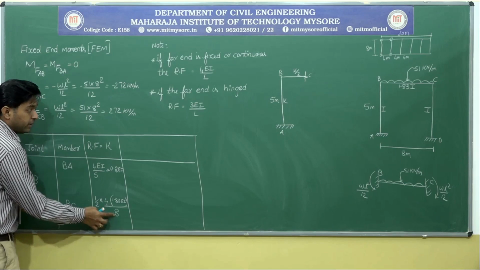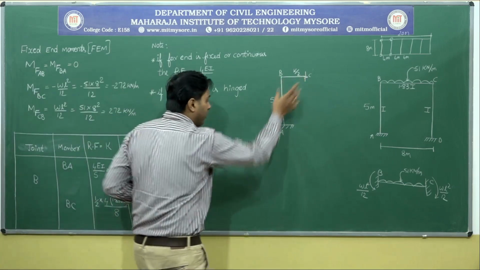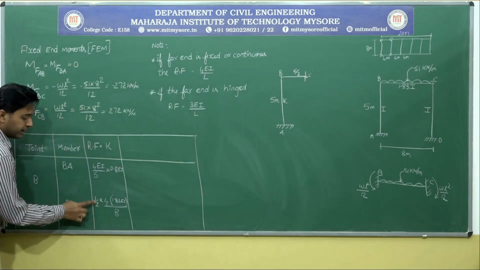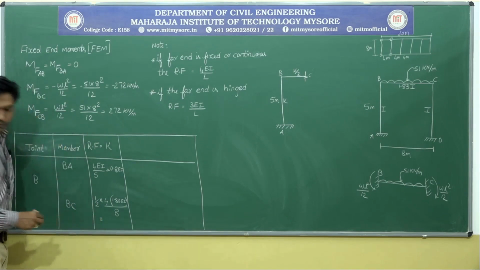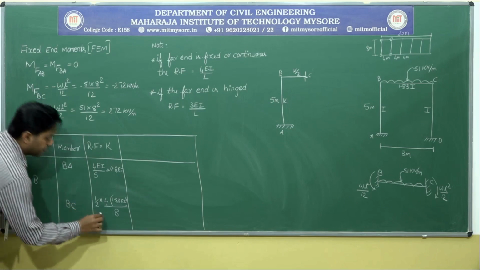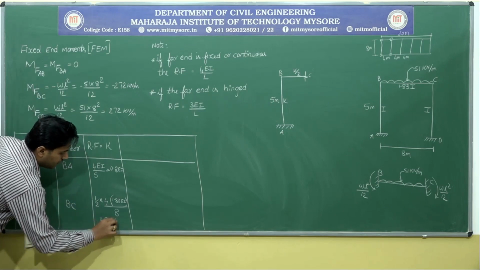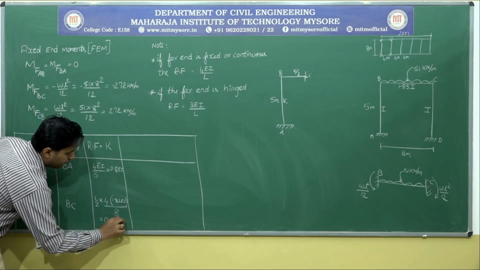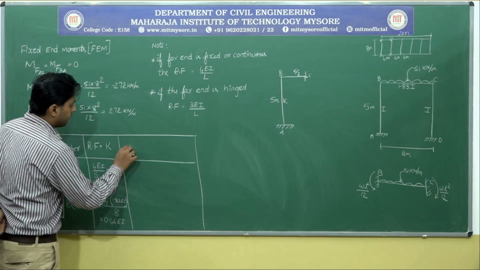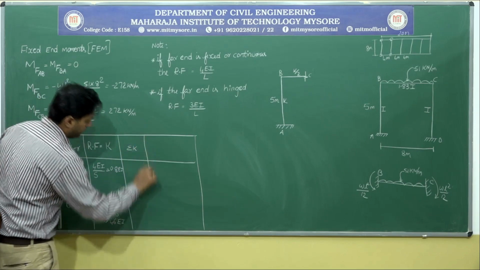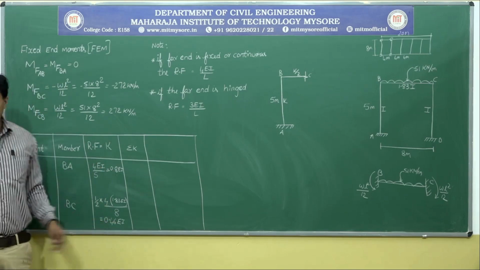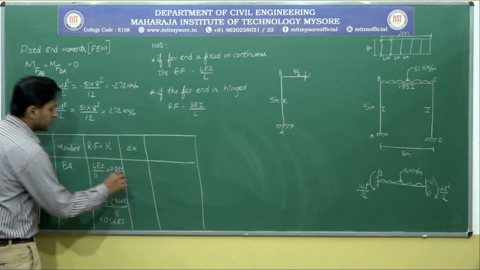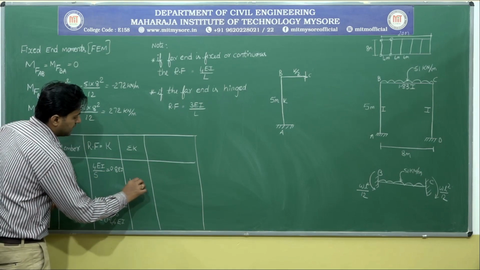So why do we need to take only half of it, sir? But I have already taken it; for the total thing it is half. So no need to multiply again. So what is the value? It's 0.46 times EI. I want the value of sigma K. Sigma K means add these two. So 0.8 EI plus 0.46 EI is 1.26 EI.